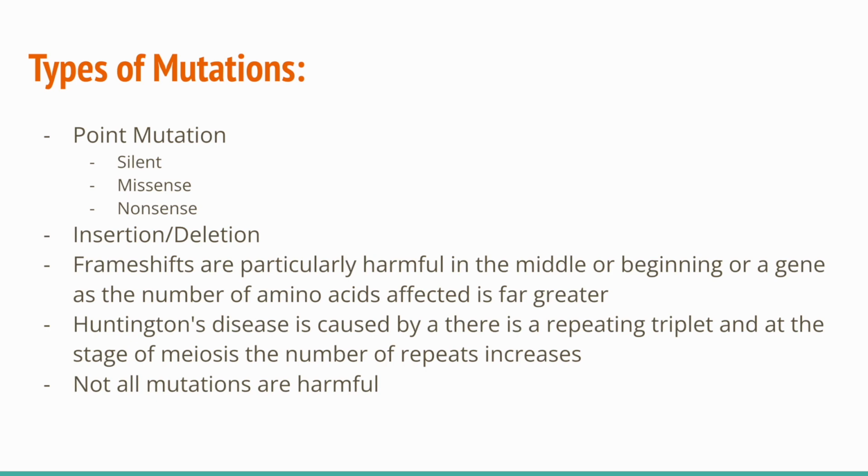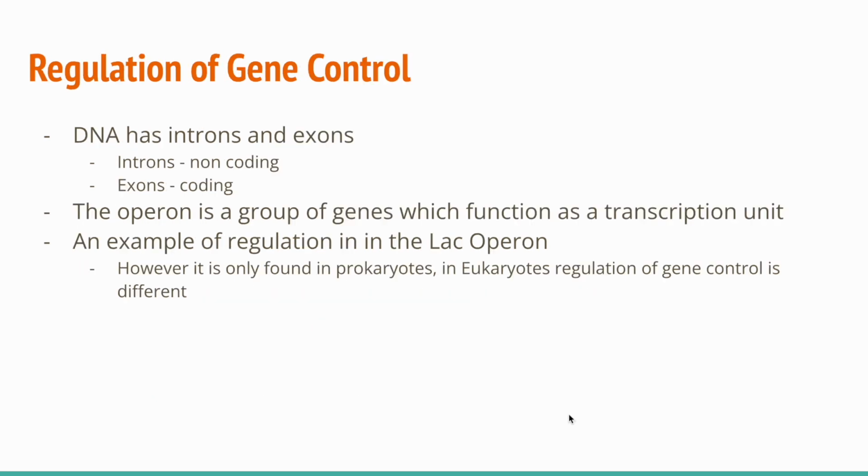It is, however, important to note that sometimes a triplet may be added or deleted, and this results in the addition or removal of an entire amino acid, and therefore not necessarily a frame shift. We can also have cases where there's a repeating triplet, and at meiosis the number of repeats continually increases. This is the cause of Huntington's disease, for example.